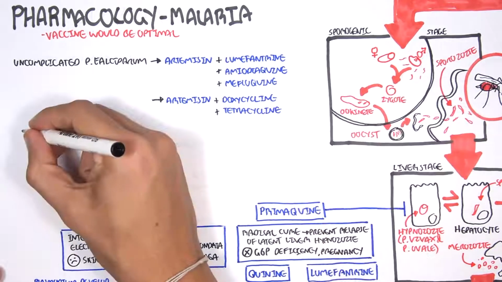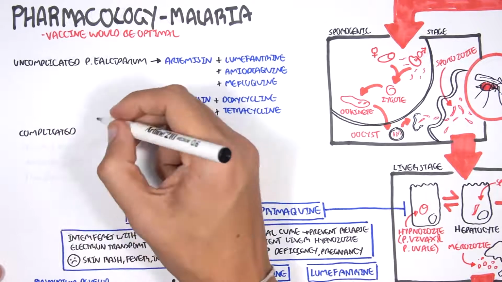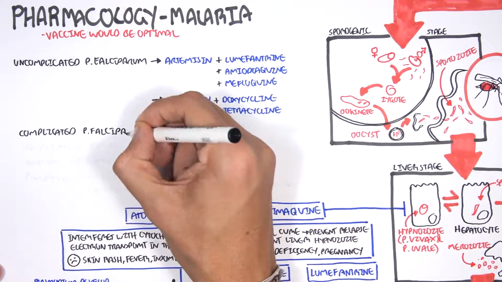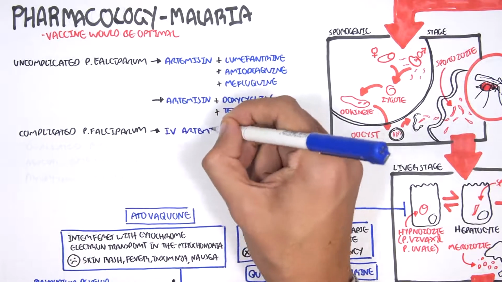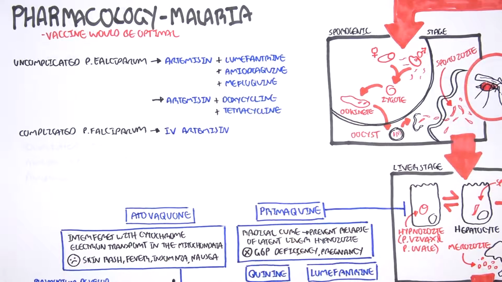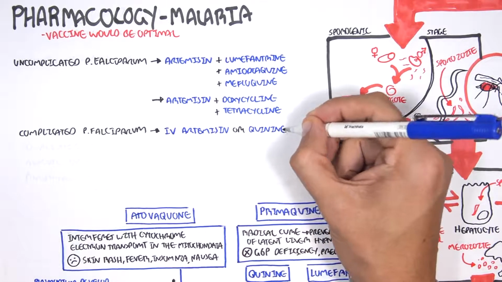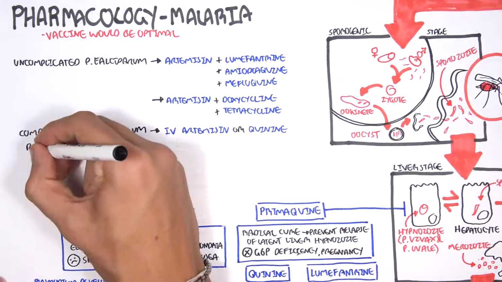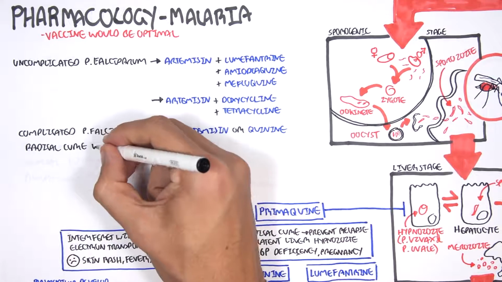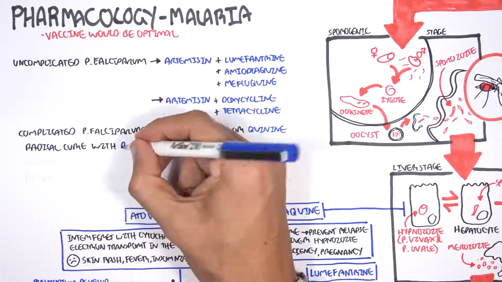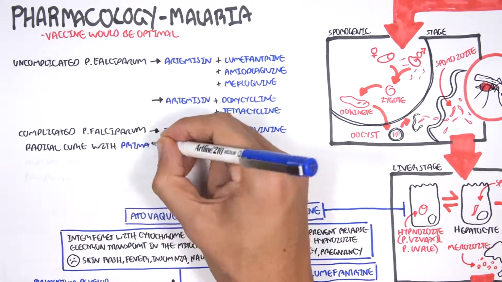Now for complicated P. falciparum, complicated is really when the organs are affected, and you would give them IV artemisinins or quinines. For radical cure, which is basically targeting the dormant stages of the malaria parasite, so we're targeting the ovale or vivax in the liver, we would give them primaquine.